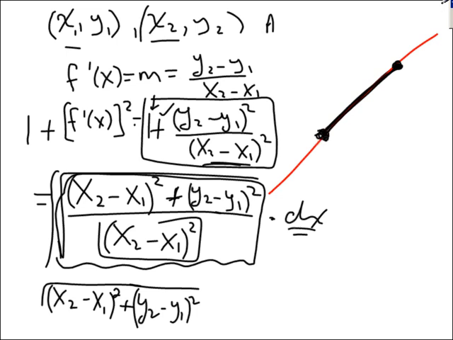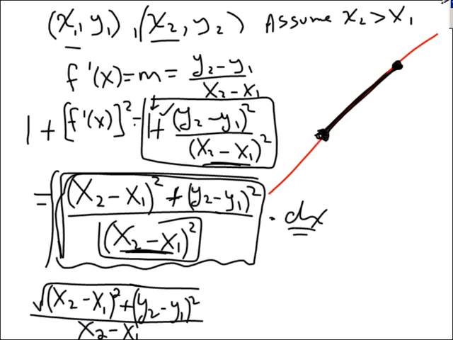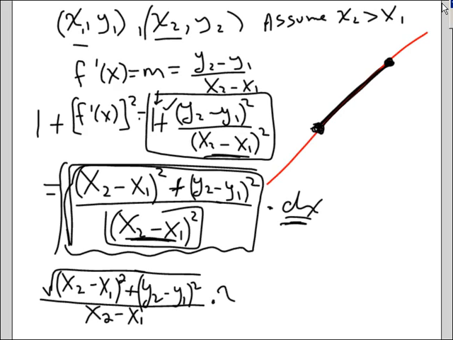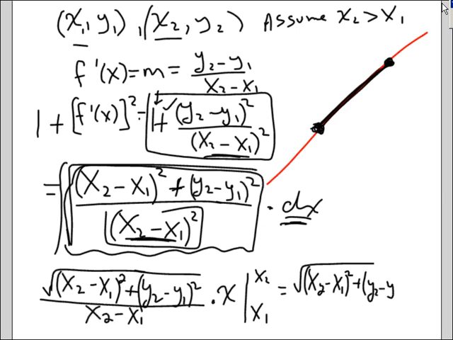I guess we could say at the beginning, assume x2 is bigger than x1. So this is positive, and the absolute value will just be x2 minus x1. Integral of dx is just x, and we're going from x1 to x2. So factoring out my constant, square root of (x2 minus x1) squared plus (y2 minus y1) squared over x2 minus x1.